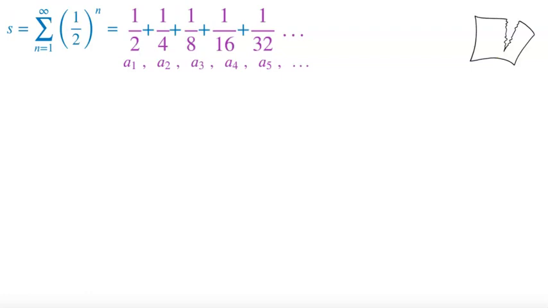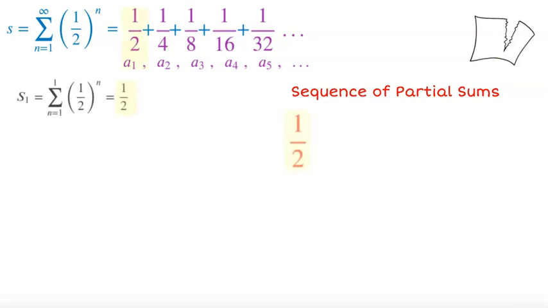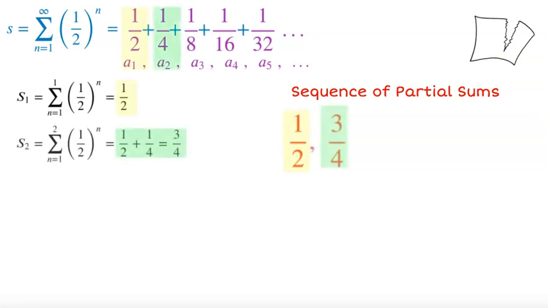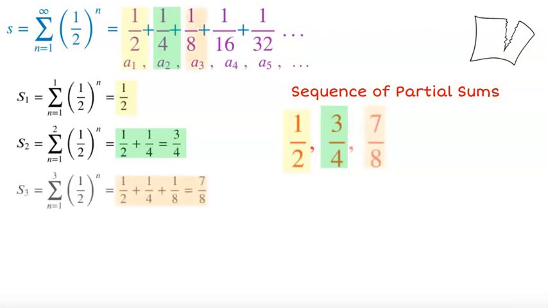The definition says we need to find the limit of the sequence of partial sums. The first partial sum is the sum of the first term. It's only one term, just 1/2. We add another term to get the second partial sum. 1/2 plus 1/4 is 3/4. And another term to get the third partial sum. 1/2 plus 1/4 plus 1/8 is 7/8. We can continue finding these partial sums as many times as we'd like. Here are a couple more.